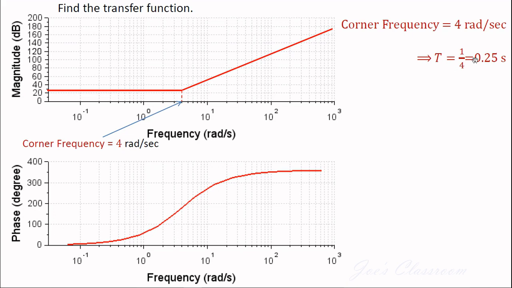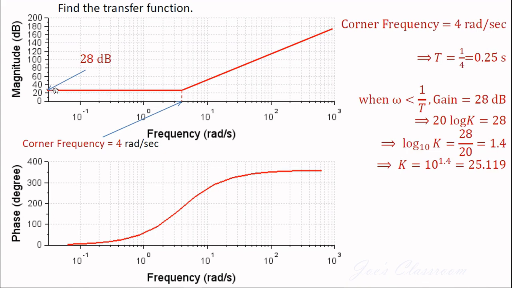Corner frequency is equal to 1 by T, and therefore T is equal to 1 by the corner frequency. So we got the value of T. Now you need to get K and n. How do you get the value of K? Find this value. I understand that it is 28 dB. This is 20, the midway is 30, so something lesser than that is 28 dB. So 20 log K is equal to 28.